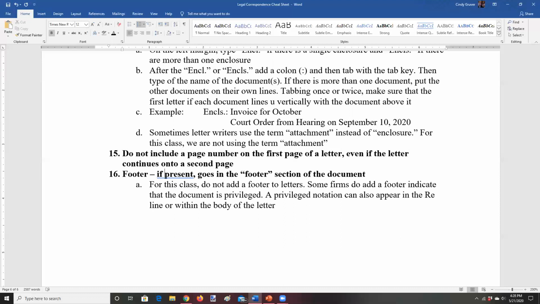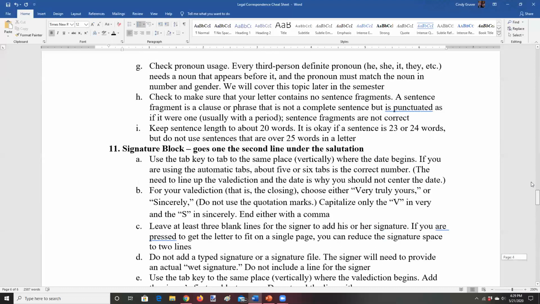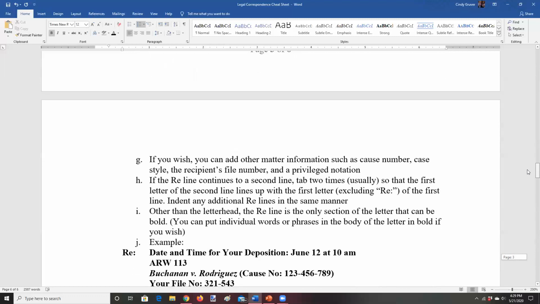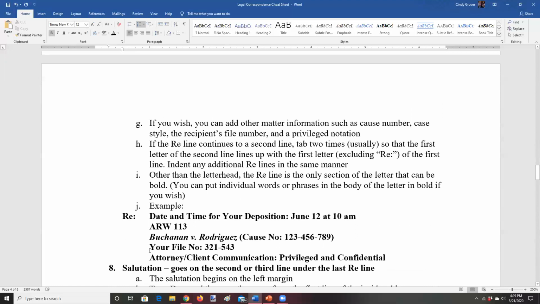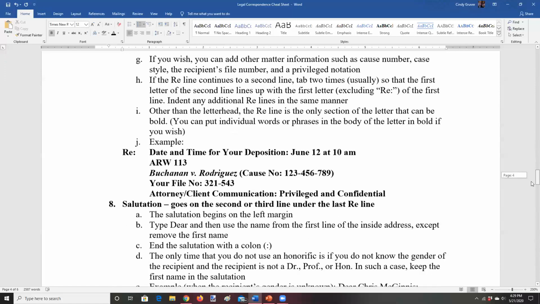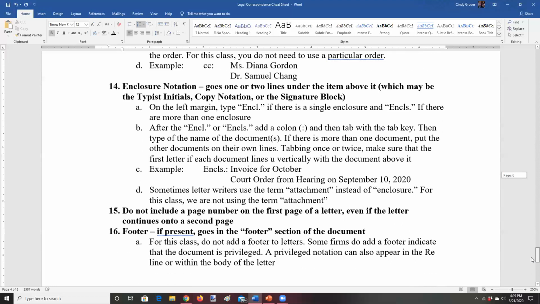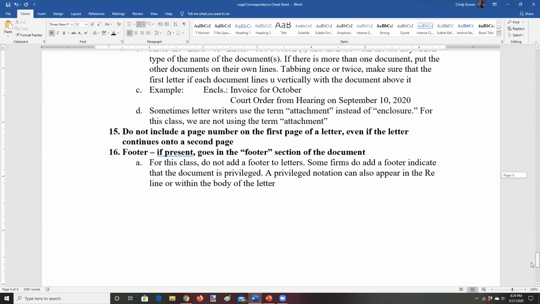If you feel like one of our assignments really would benefit from having a privileged notation, that's great. You can include it in the re line, and I think in one of my examples, I actually did have it. Let's see here. Oh yeah, I have it right here: Attorney-client communication, privileged and confidential. So you can put it as one of your re elements, or you can have it in the body of your letter, maybe in that final sentence or maybe in your first sentence.